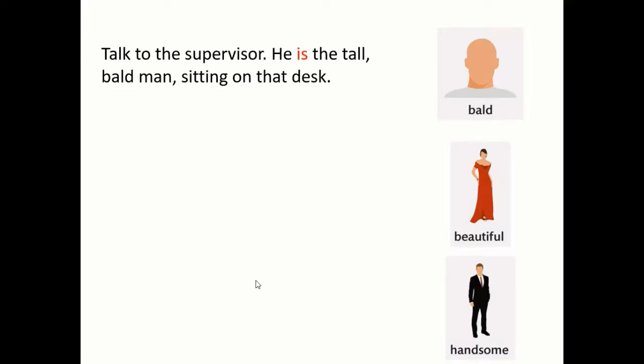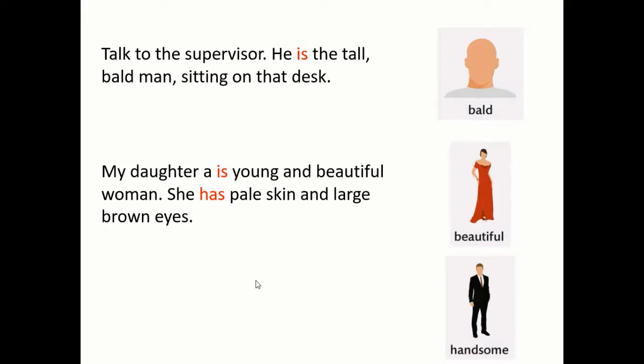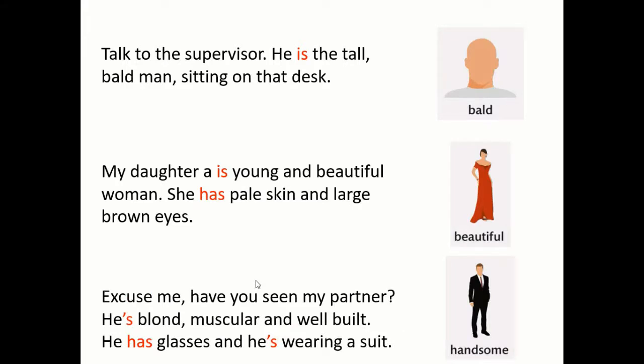Talk to the supervisor. He's the tall, bald man sitting on that desk. My daughter is a young and beautiful woman. She has pale skin and large brown eyes. Oh, excuse me, sir. Have you seen my partner? He's blonde, muscular, and well built. He has glasses and he's wearing a suit.